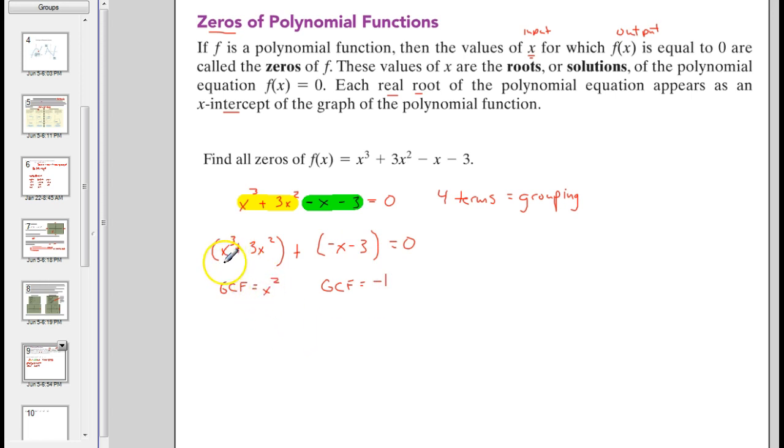So pulling out the GCF here, I get x squared. And that will leave me with x cubed divided by x squared is just x. 3x squared divided by x squared is just 3. And then here, I'm going to pull out a negative 1, and then negative x divided by negative 1 is positive x. Negative 3 divided by negative 1 is positive 3. If you remember, when you use grouping, you want the same thing in the parentheses. Now, because this is the same, I can literally factor it out. So x plus 3 comes out, and I'm left with the x squared and the minus 1.